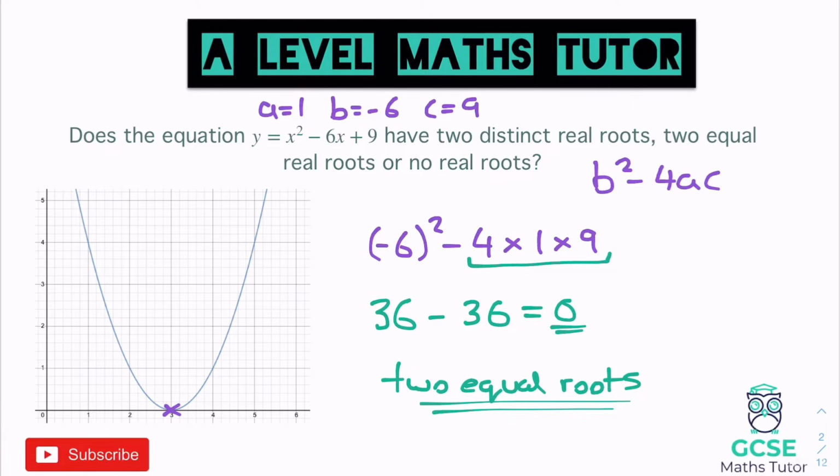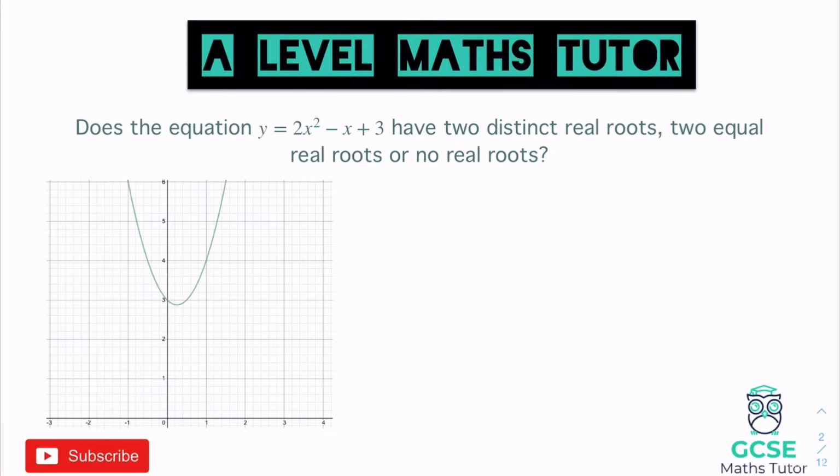And we're going to have a look at our third one here, which is going to have no real roots. So for this question here, you can see on the graph we've got no roots. Our graph is up here way above the x-axis, and we're just going to show, using the discriminant, how we can show that it has no real roots without using the graph.